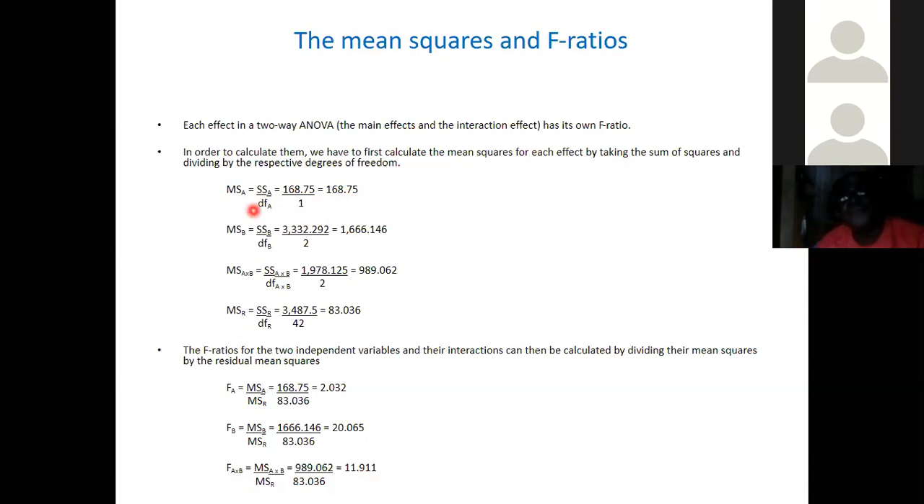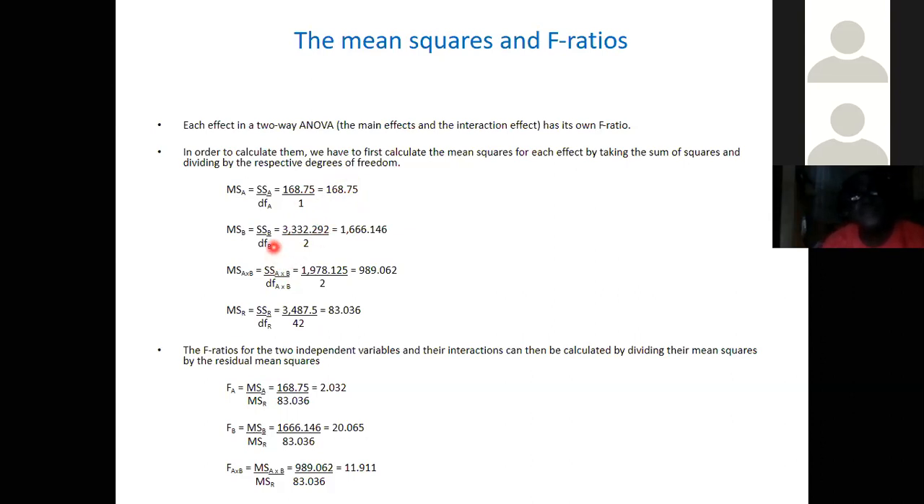So the variance for the first factor, which is sex, factor A, which is gender, is the sum of square over the degree of freedom. Degree of freedom is the number of groups minus 1. How many groups do you have for gender? 2, male and female. So the degree of freedom is 2 minus 1, that is why it is 1. You now calculate the variance for gender.